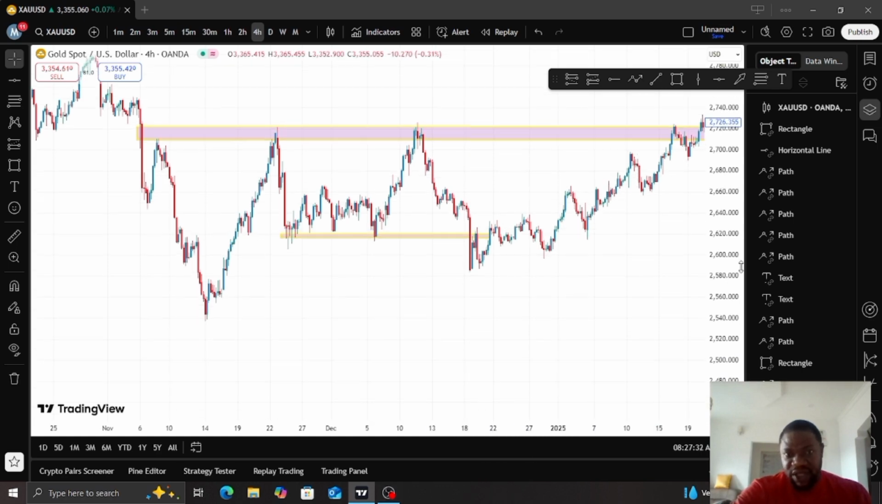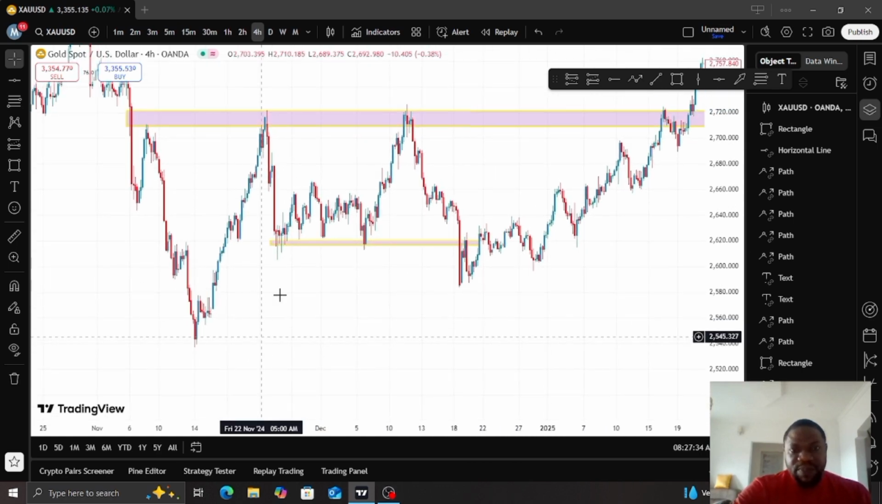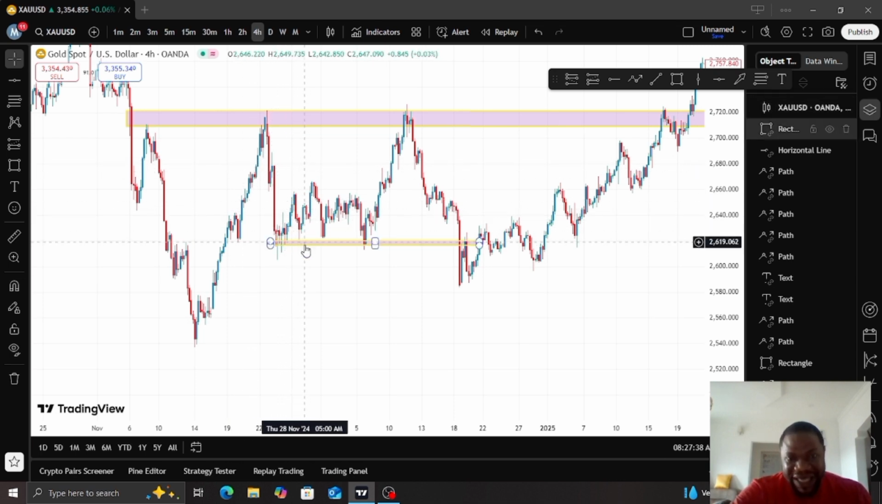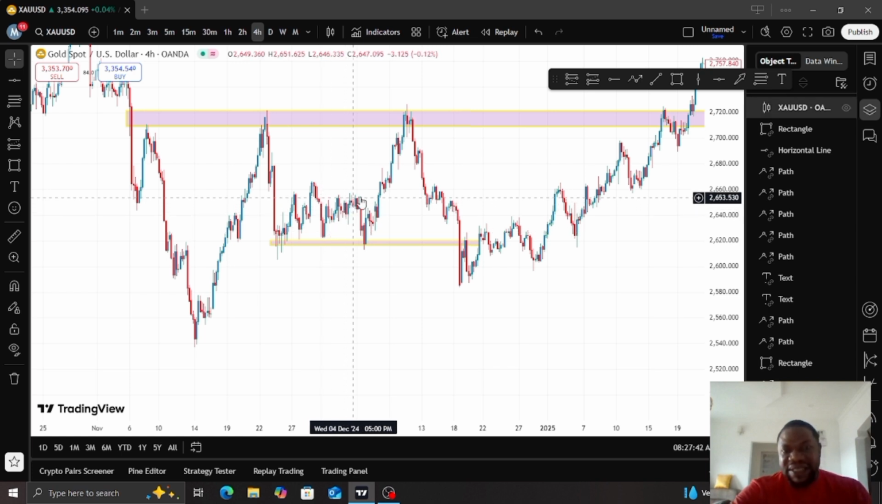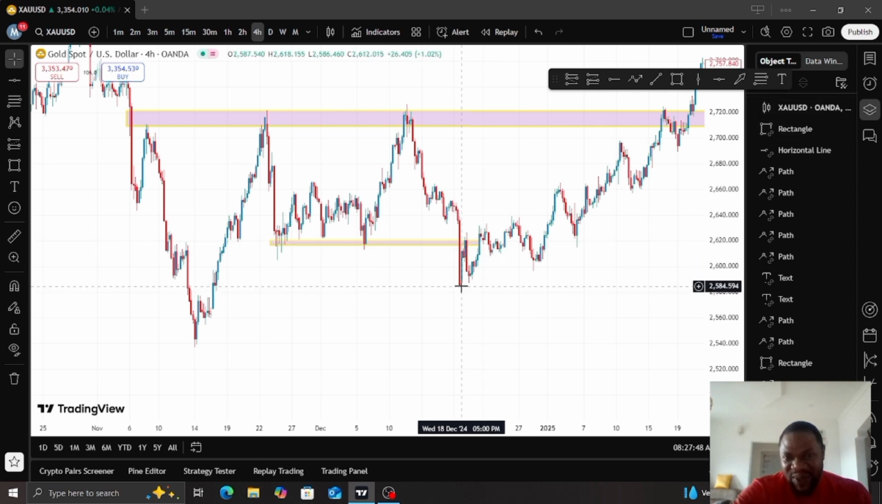I hope you are following, guys. You can see price rejected at this point. Price came down here, rejected at this point, went up again, came down to the same level, rejected, went up again, came down here, rejected, did all this, came down here, rejected, until it now came down and broke this level here, down here. Okay.